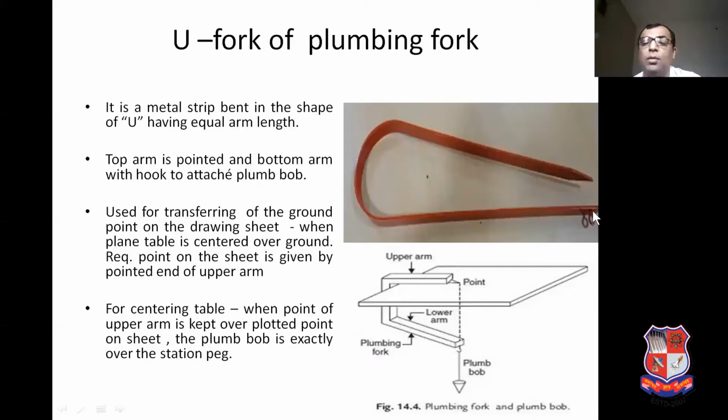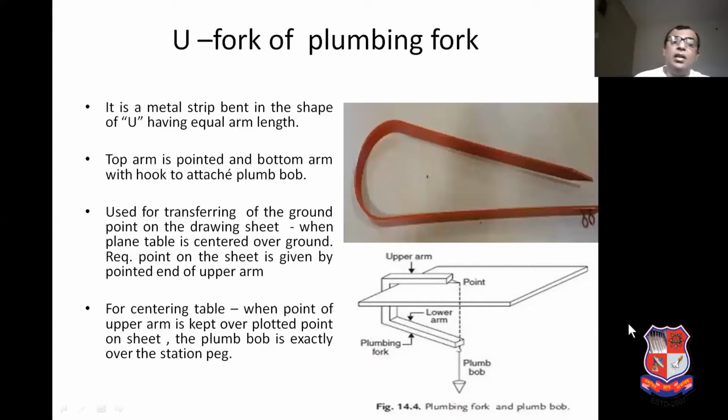So the top arm, you can see, is pointed and the bottom arm is provided with a hook to attach the plumb bob. The U fork is used for transferring the ground point onto the drawing sheet when the plane table is centered over the ground station. Required points on the drawing sheet are given by the pointed end of the upper arm. You can see here in the figure, when the centering process is over, this ground station can be located on the drawing sheet by this point of the upper arm of the U fork.